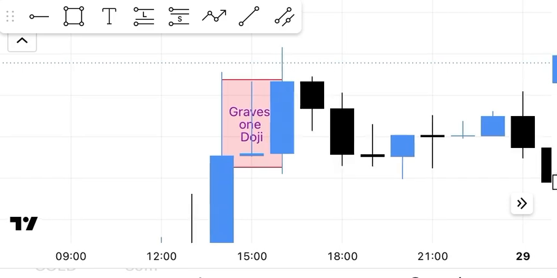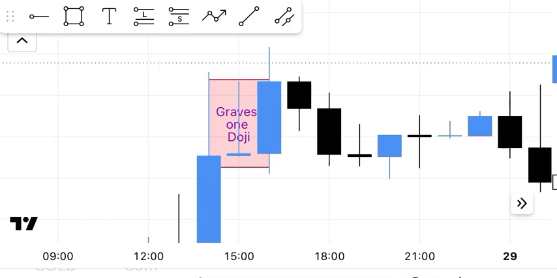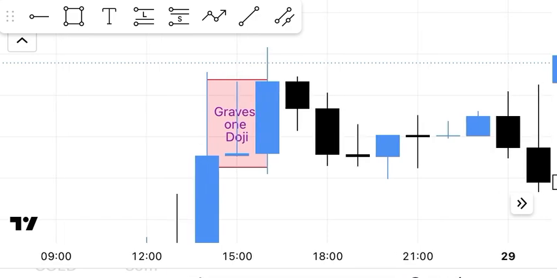The evil twin of the dragonfly. Same idea, opposite meaning. What it looks like: small body at the bottom plus long upper wick plus no or very tiny lower wick. Looks like an upside down T.